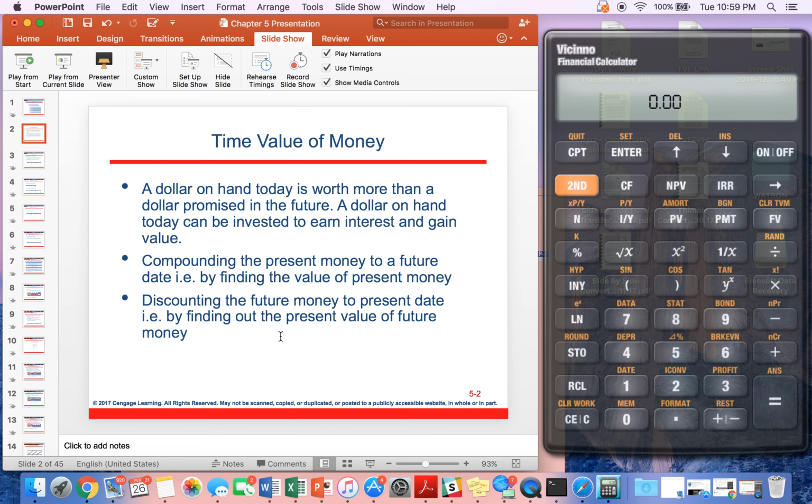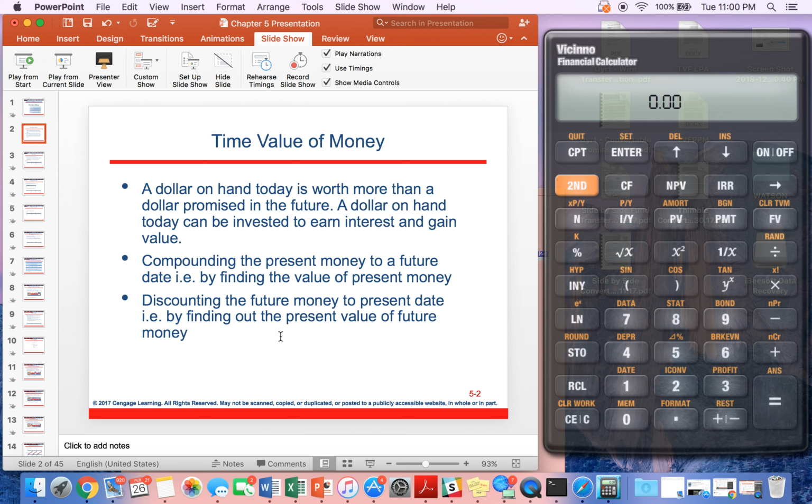So what is time value of money? Your book defines it as $1 on hand today is worth more than $1 promised in the future. Simply, all that time value of money is, is that if I take my money and invest it today, it's going to be worth more in the future than if I don't invest it. So $1 on hand today can be invested to earn interest and gain value. Compounding is moving the present money to a future date, and the opposite is finding the value of present money.